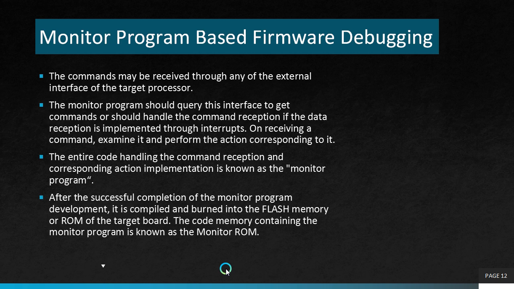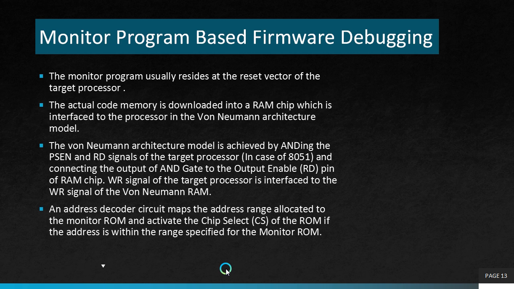After the successful completion of the monitor program development, it is compiled and burned into the flash memory or ROM of the target board. The code memory containing the monitor program is known as the monitor ROM. We can say some additional points, that is the monitor program contains the following set of minimal features. Some of the features are: single step program execution, set break points in firmware execution. It can also examine and modify processor registers and working memory, that is RAM. And there are many more such features.